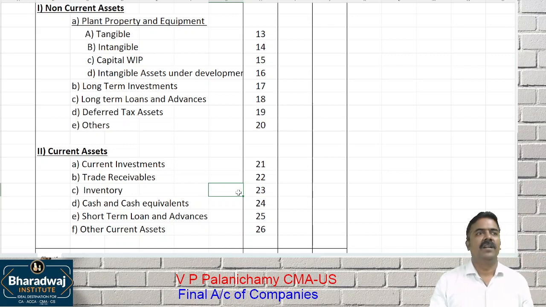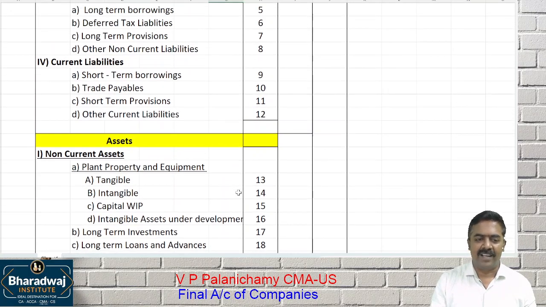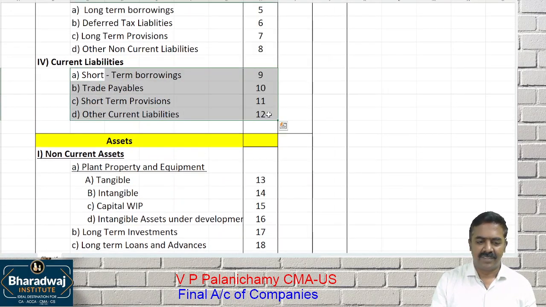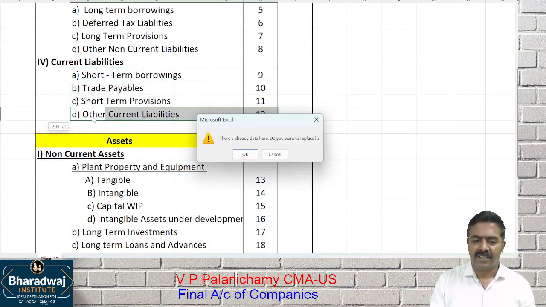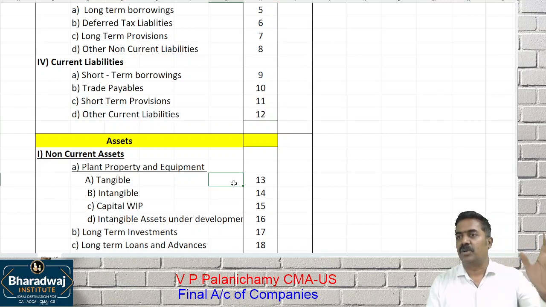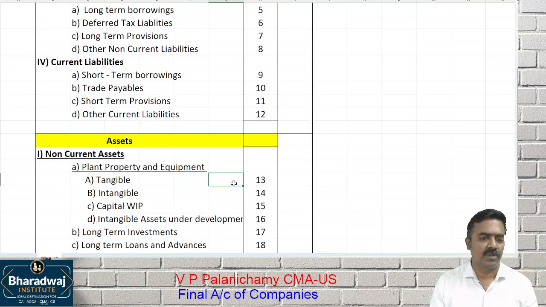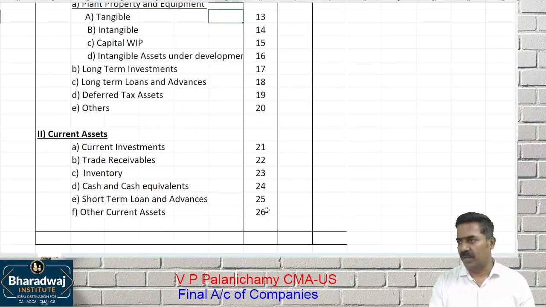For example, outstanding salary, outstanding rent, where will it come? Outstanding rent is a liability or asset? Payable is a liability. Where will it come? Current liability. Will it be shown as short-term provisions or other current liabilities? Other current liability. So we'll have a confusion in where to classify all those things. When we understand all these 26 items in depth, then we'll not make a mistake.